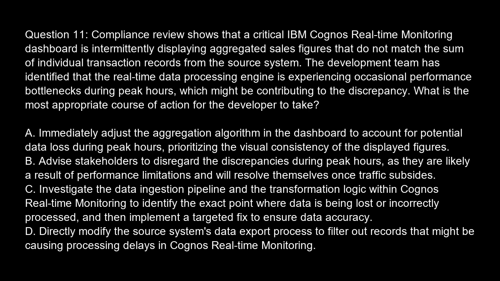Option C. Investigate the data ingestion pipeline and the transformation logic within Cognos real-time monitoring to identify the exact point where data is being lost or incorrectly processed, and then implement a targeted fix to ensure data accuracy. Option D. Directly modify the source system's data export process to filter out records that might be causing processing delays in Cognos real-time monitoring.